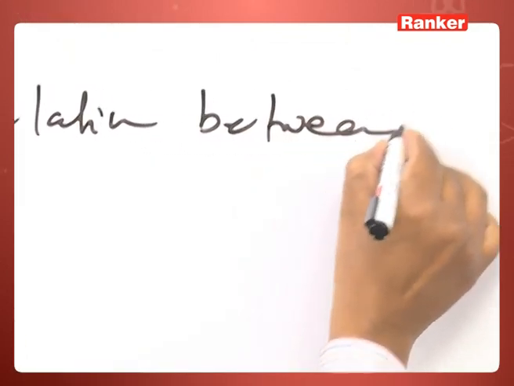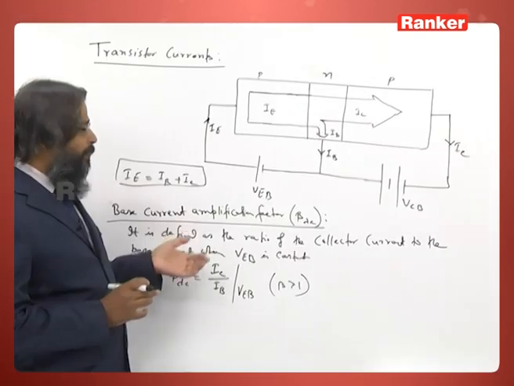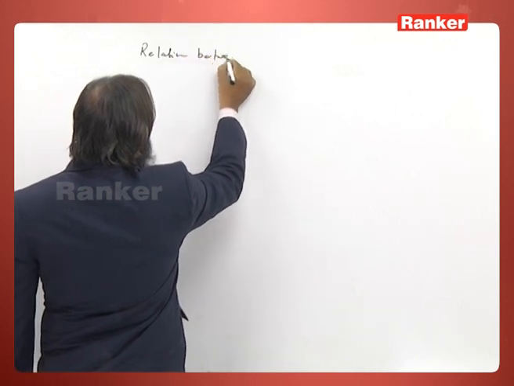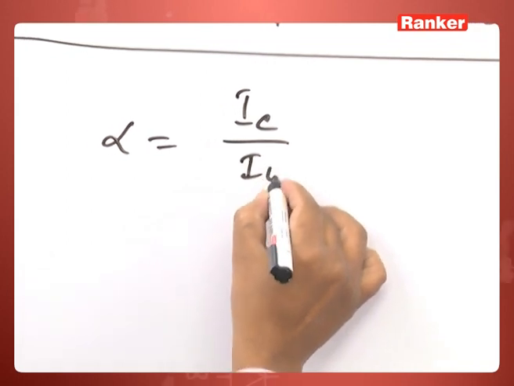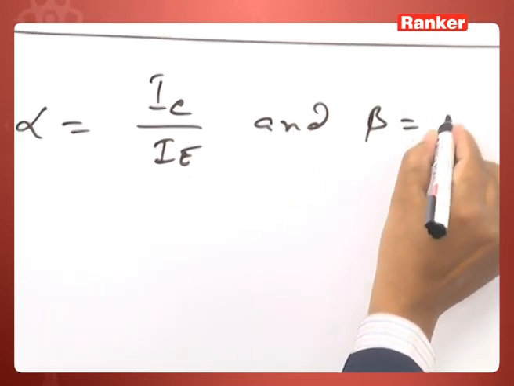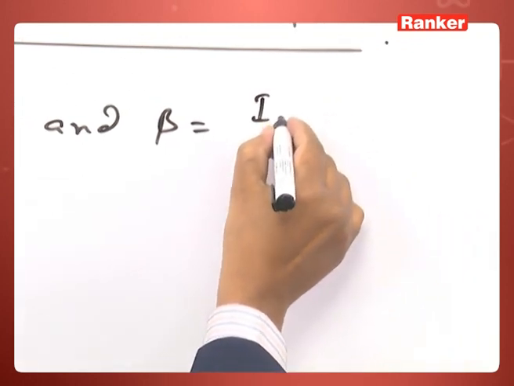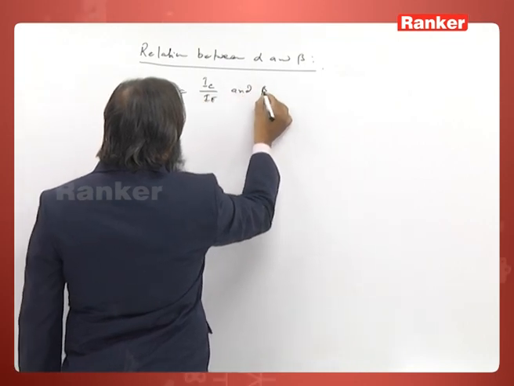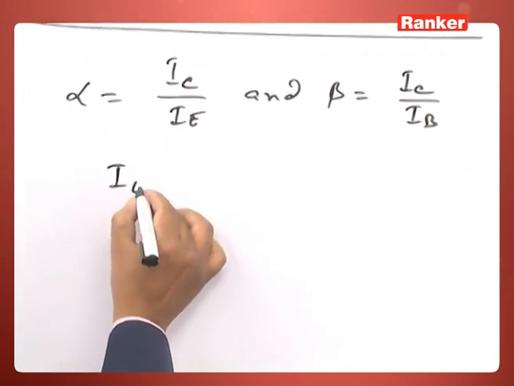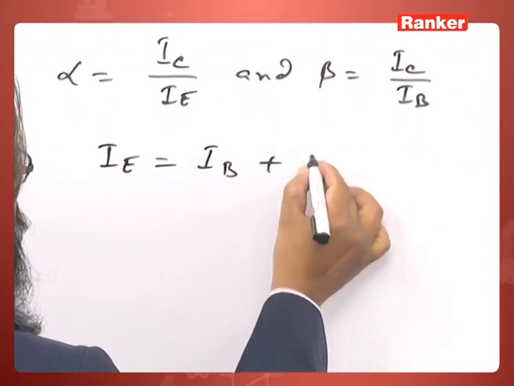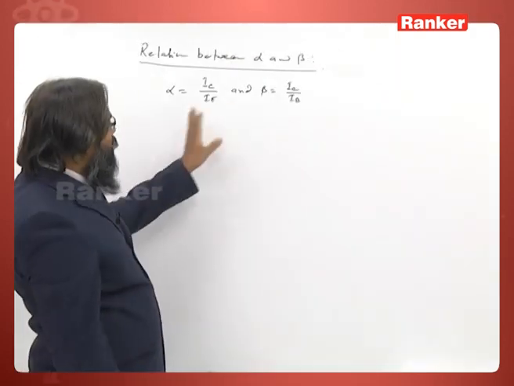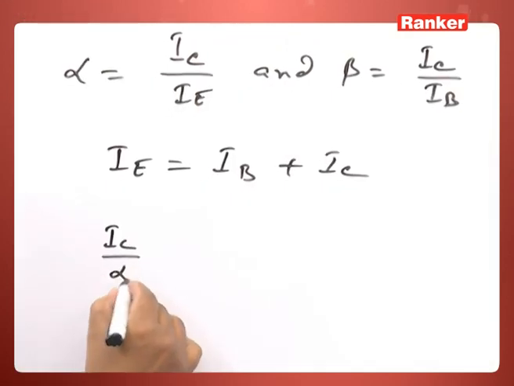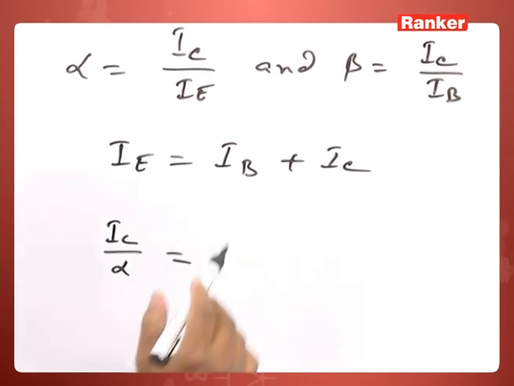Now I will find out the relation between alpha and beta. Please copy it first. So, the relation between alpha and beta. You see alpha I have already defined as IC by IE and beta as IC by IB. Now we know that IE is equal to IB plus IC. So, let us use this relation.